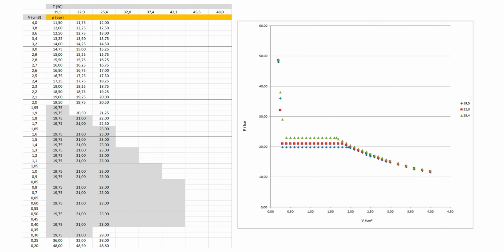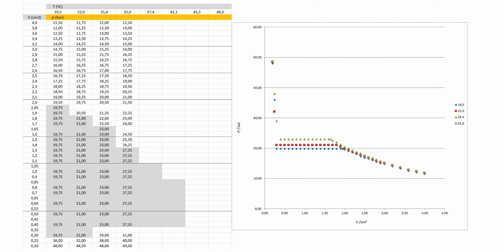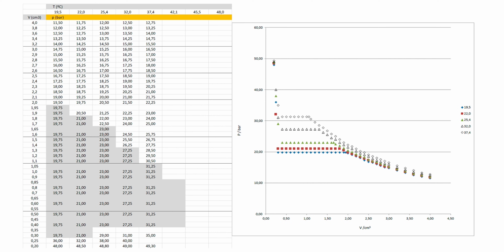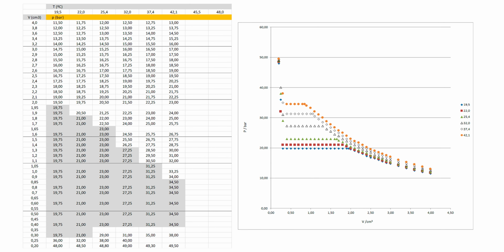If we reproduce the experiment at several higher temperatures, 25.4, 32.0, 37.4, and 42.1 degrees Celsius, what happens? The answer is that the behavior follows the same pattern, but as temperature increases, resulting pressure values also increase for the same value of volume or density.